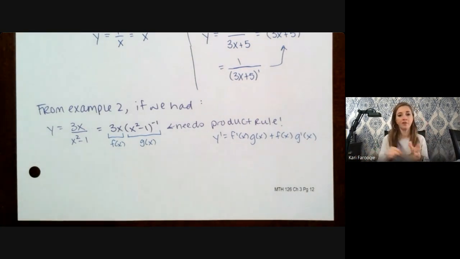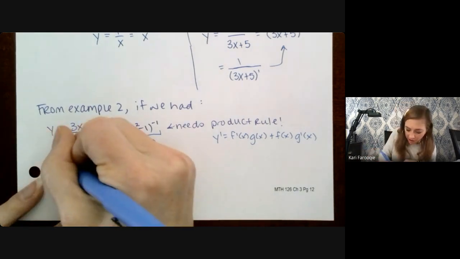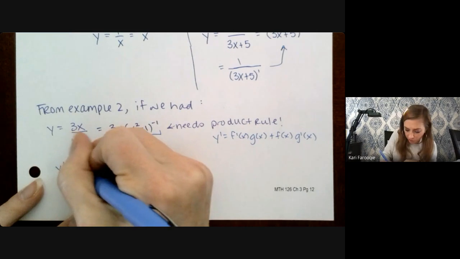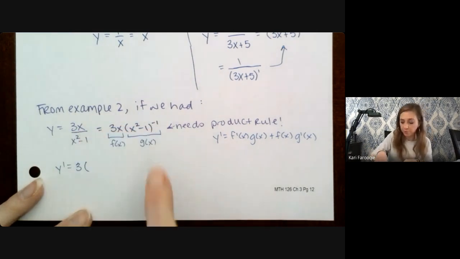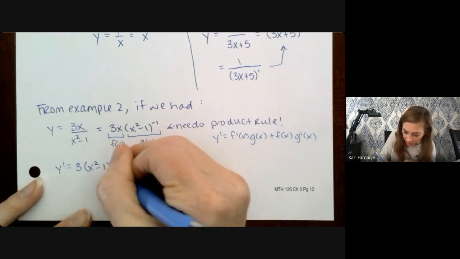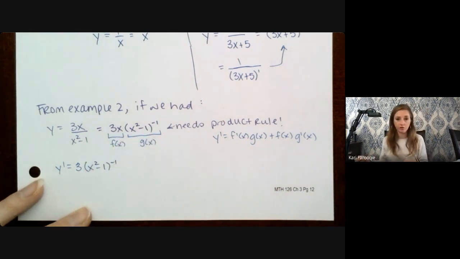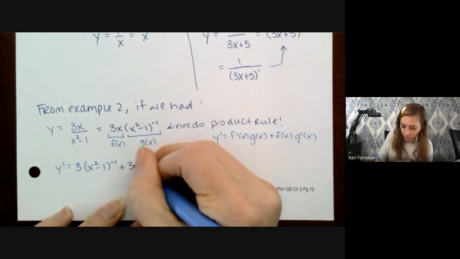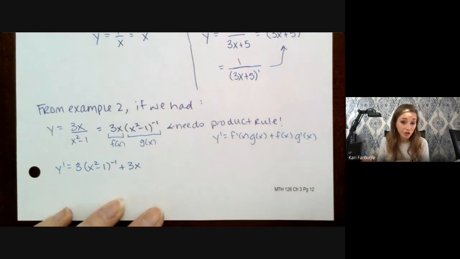Okay, so we're going to do that now. Y prime is f prime, so the derivative of 3x, which is 3, times g. I'm going to take the whole function g, which is x squared minus 1 to the negative first, and then plus f, which is 3x. And now I need g prime.